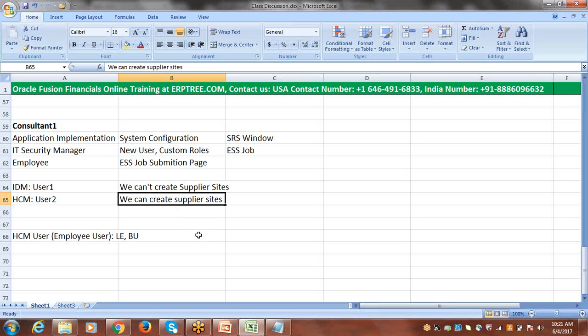Usually, in reality, why will we go for an IDM user rather than an HCM user? I explained just now. When you are doing the first implementation, if you go with a demo instance or vision instance, you can have some sample definitions like LEs and business units. But in a fresh implementation, a fresh instance, do you see sample data like LEs and BUs? No. You cannot see sample data, demo legal entities, demo BUs, or vision BU, vision LE.